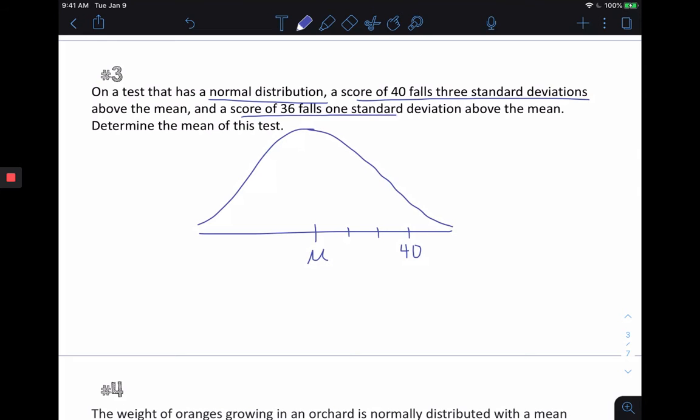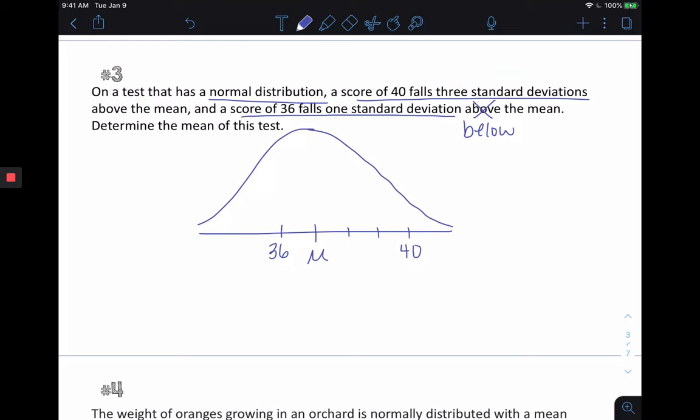36 falls 1 standard deviation. This was supposed to say below, and if you took the test or the quiz later in the day, I fixed it and it did say below. So sorry if you took it in the morning, it still said above. It was wrong. Sorry, but it's down here, 36.